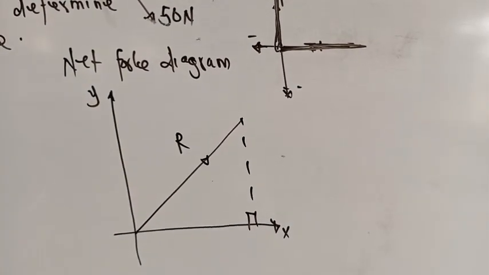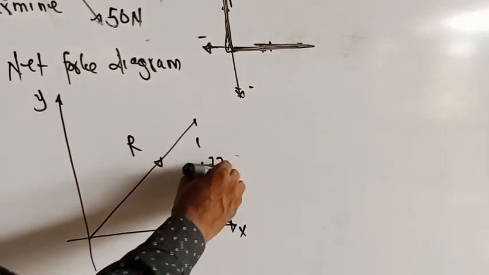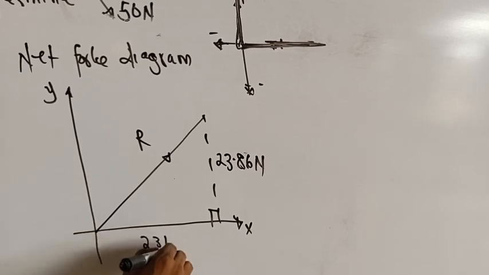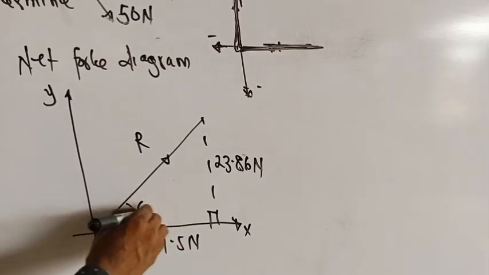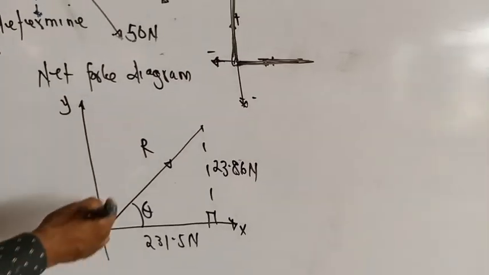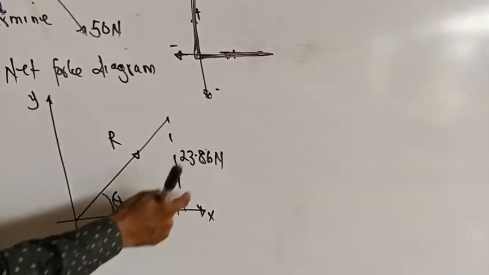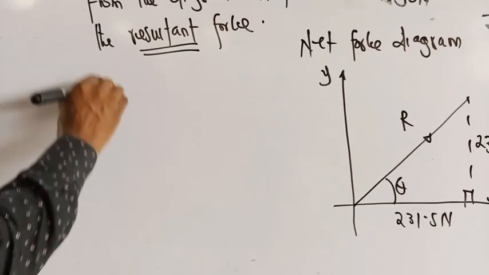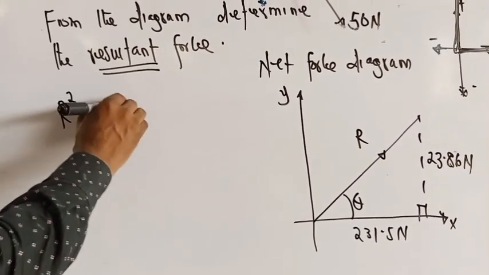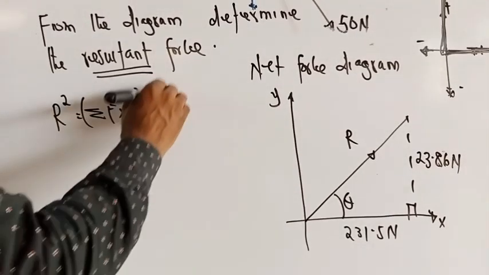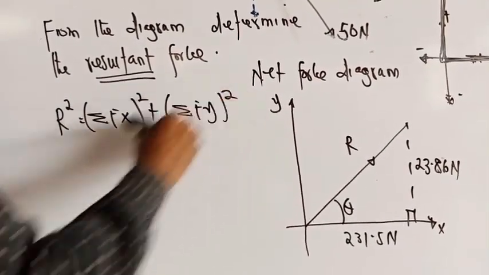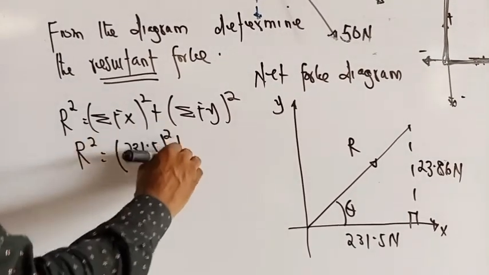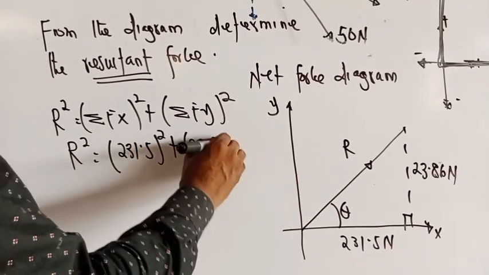So my F of y is positive, which is 23.86 Newton. My F of x is also positive, 231.5 Newton. This is now the direction of the resultant. So to find the resultant force, I will apply Pythagoras theorem that says the square of the hypotenuse is the square of the adjacent, which is my F of x, plus the square of the opposite, F of y. So if I fix in my values, F of x is 231.5 squared, F of y is 23.86 squared.